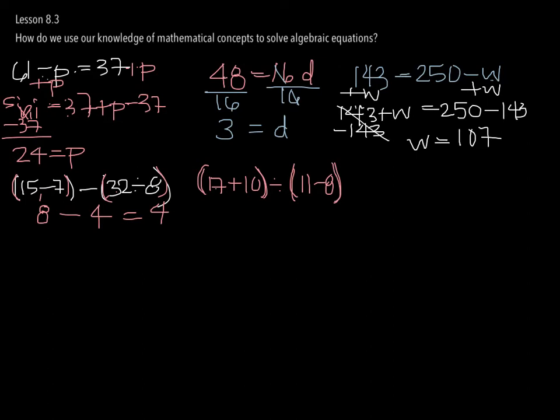17 plus 10 is going to give me 27. And I'm going to divide that by 11 less 8, which is 3. 27 divided by 3 is going to be 9. Okay, one more problem here. I think we have enough room.